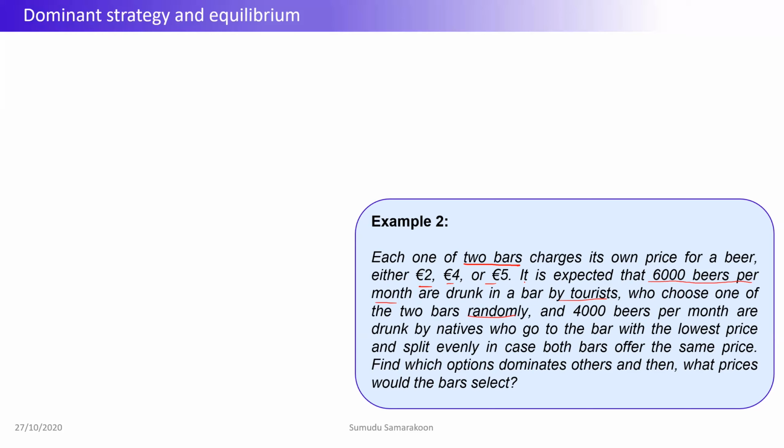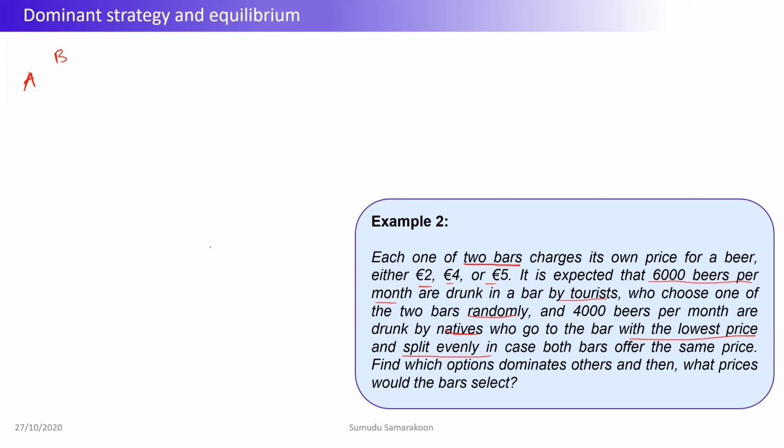So roughly we can consider 3,000 will go to bar A, and 3,000 will go to bar B. And there are 4,000 beers expected to be sold to natives. They pick the bar with the lowest price. If the price is the same, they split evenly.